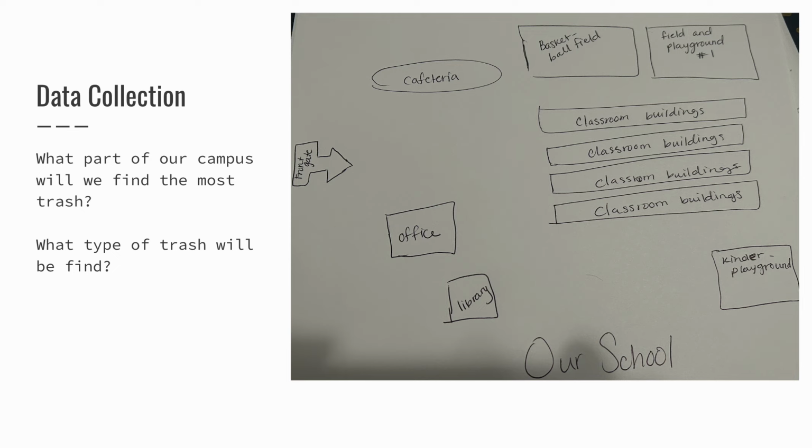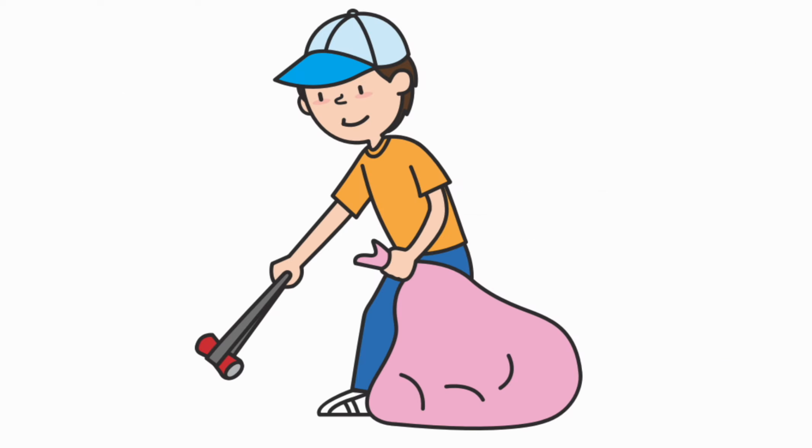Then we started our data collection. So we began to think, well, what part of our campus do we find the most trash? And what kind of trash are we finding? And we decided to make this map right here, where we had all the areas of our campus. And once we had our map, we decided to go out and collect trash. And we kept track of the amount of trash that we found in each area of our map.